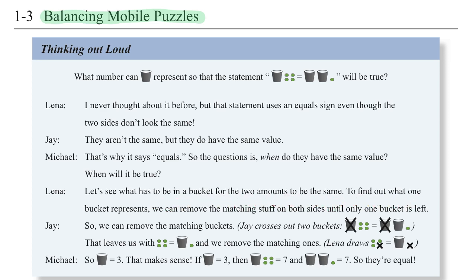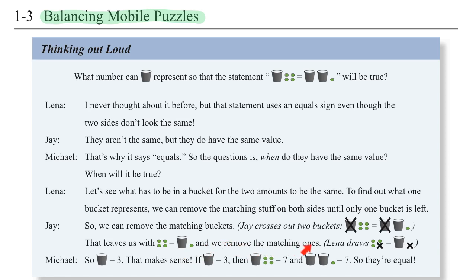To find out what one bucket represents, we can remove the matching stuff on both sides until only one bucket is left. Jay says, so we can remove the matching buckets. Then he crosses out the two buckets, one on each side. It's going to be important that whatever you do to one side, we also do to the other. That leaves us with 4 equals a bucket plus 1.